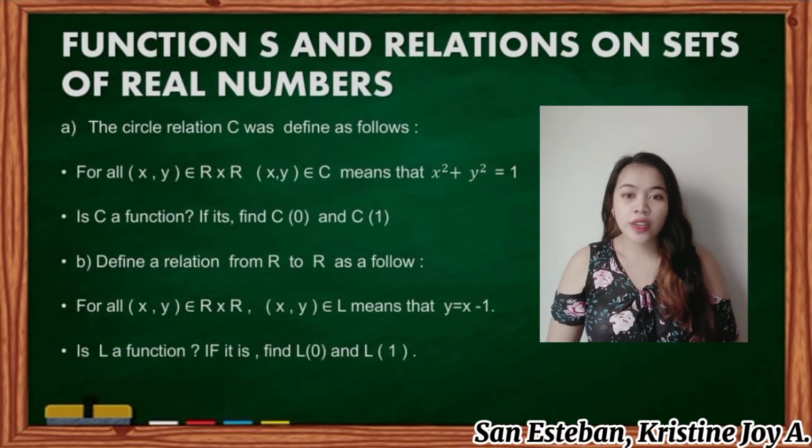B. Define a relation L from R to R as follows. For all x and y elements of R, (x, y) is an element of L means that y equals x minus 1. Is L a function if its find L is 0 and L is 1?